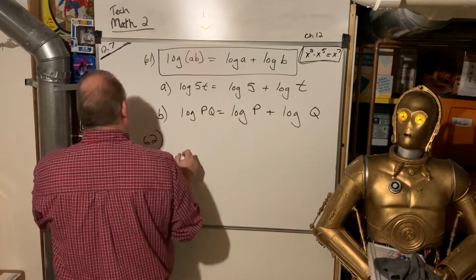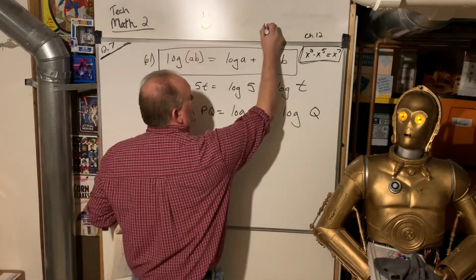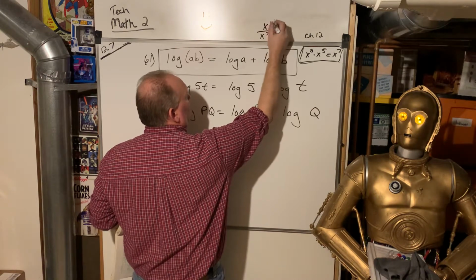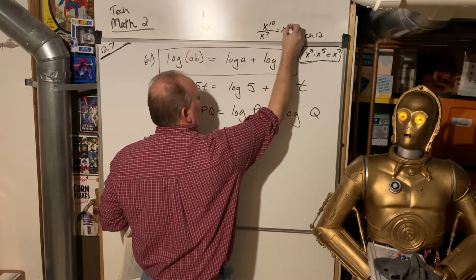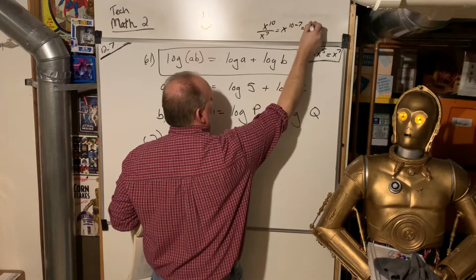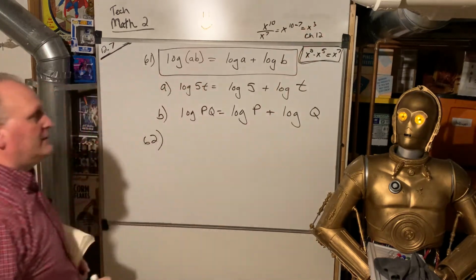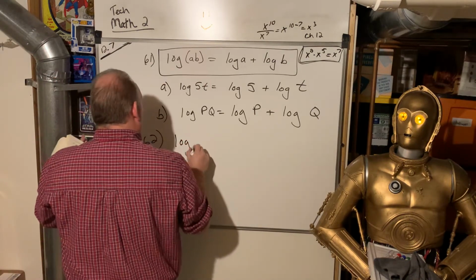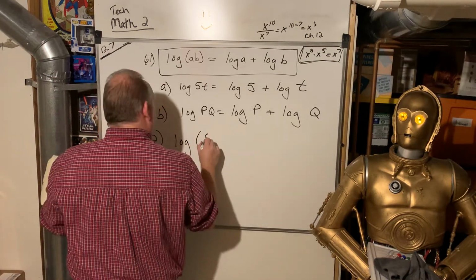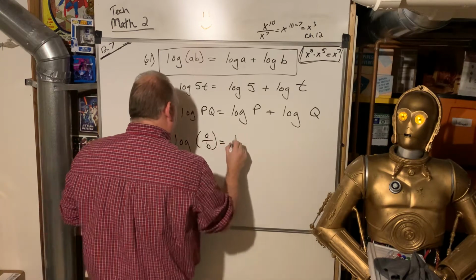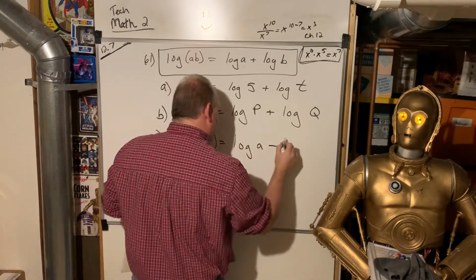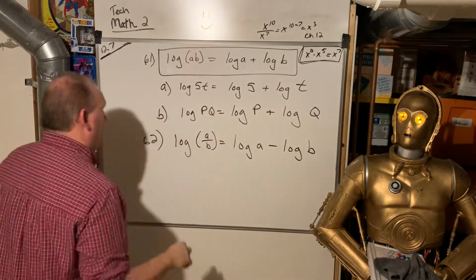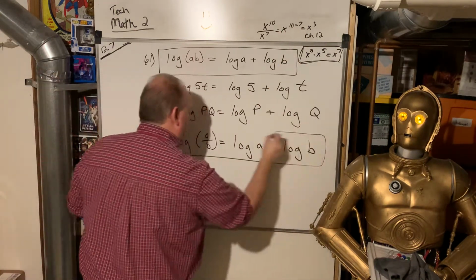What about divide? Well, think about that. When I had x to the 10th over x to the 7th, you took 10 minus 7, right? And got x to the 3rd. Okay? So if I have a log that is being divided, I can split that up into log A minus log B for that same kind of reason. All right, so that's the rule.